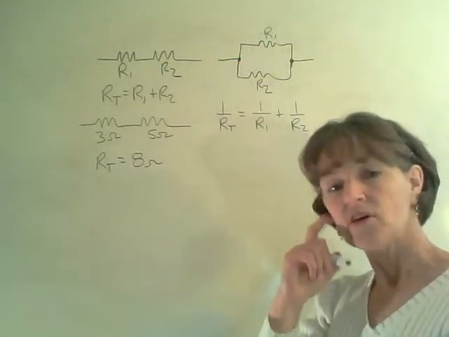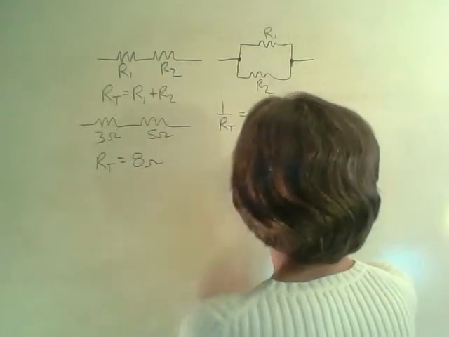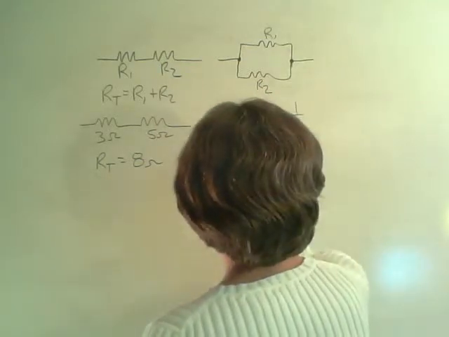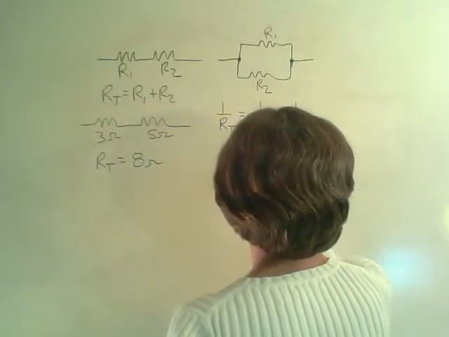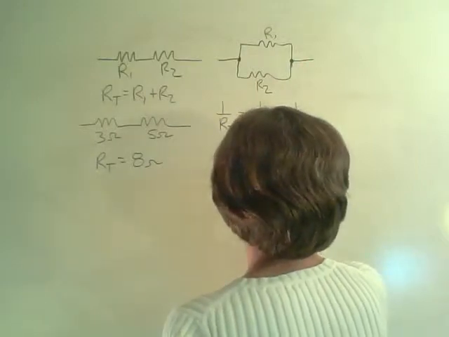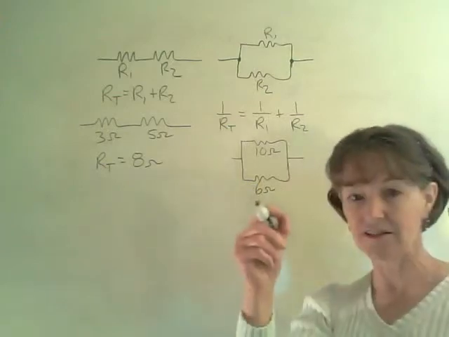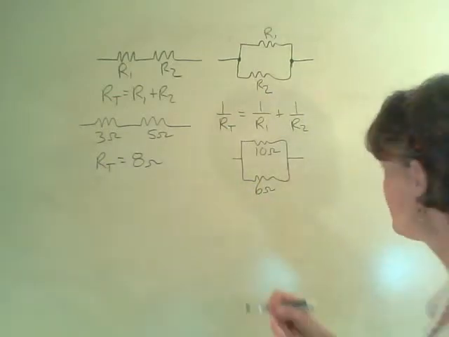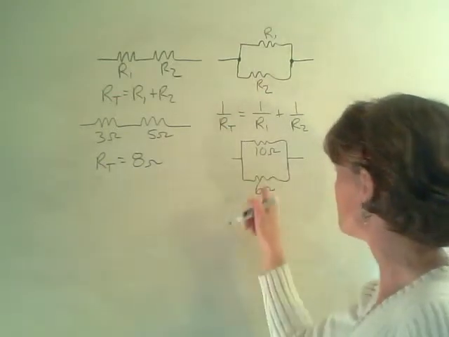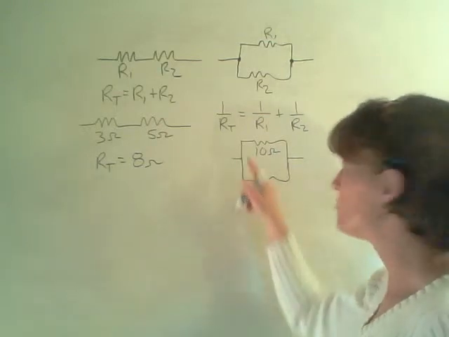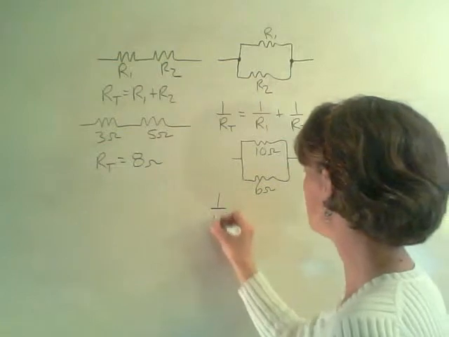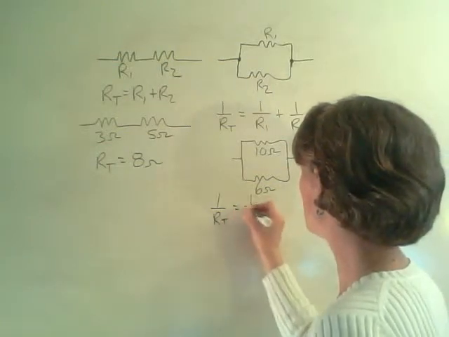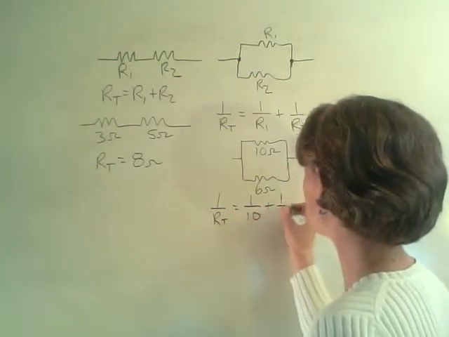All right, so let's suppose this time, let's be a little different here. Let's say I have a 10 ohm and a 6 ohm in parallel. They're connected end to end, so they're in parallel. That means that to get the total resistance, I'm going to use this equation right here. So 1 over RT is equal to 1 over 10 plus 1 over 6.